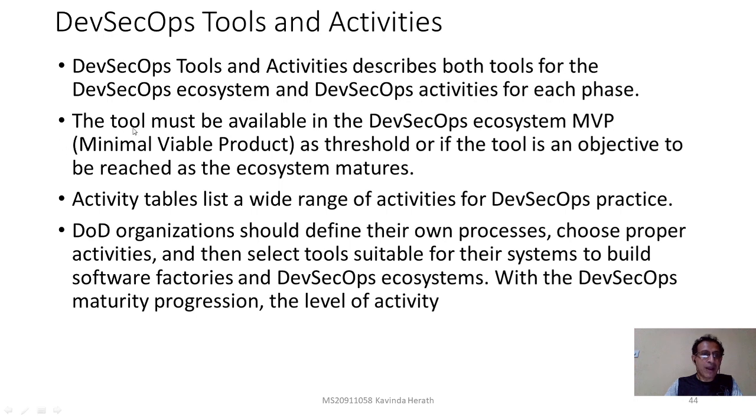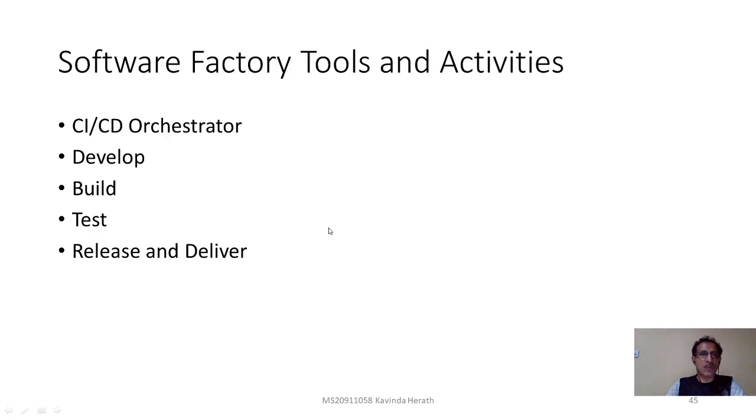The important part is that the tool must be a minimum viable product. The ecosystem's minimum viable products, the MVP, act as thresholds: the thresholds of its tools and objectives to be reached as ecosystem measures. Those are the measurements. Then there are some tools to measure this MVP. Those tools fall under categories of the MVP, and they contribute to good practice while developing.